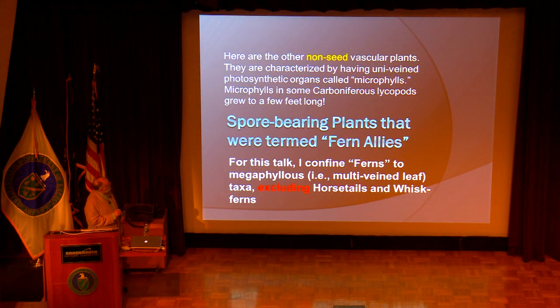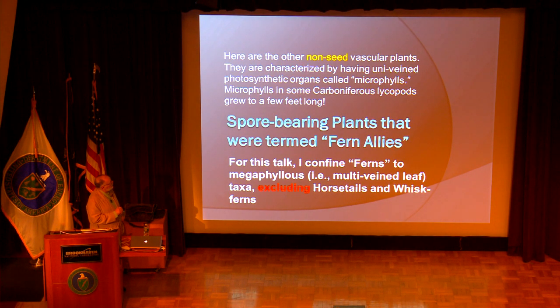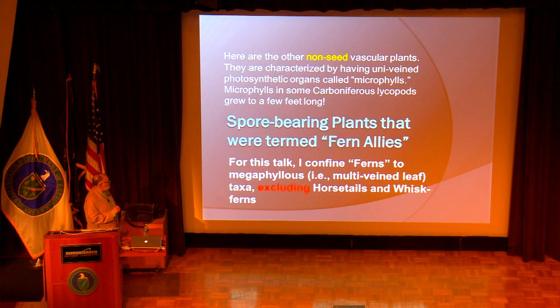Okay, here are the other non-seed vascular plants. They are characterized by having univeined photosynthetic organs called microphylls. Microphylls in some Carboniferous lycopods grew to a few feet long. So microphyll is probably not a good name, but I can't think of a better one. Spore-bearing plants that were termed fern allies is what we're talking about. For this talk, I confine ferns to megaphyllous, multiveined leaf taxa, excluding the horsetails and the whisk ferns.